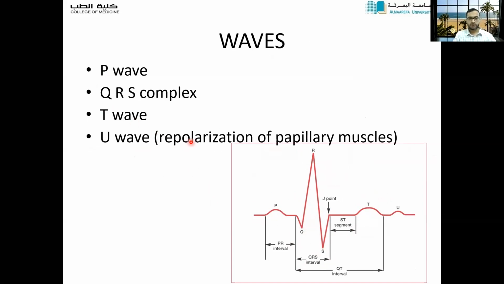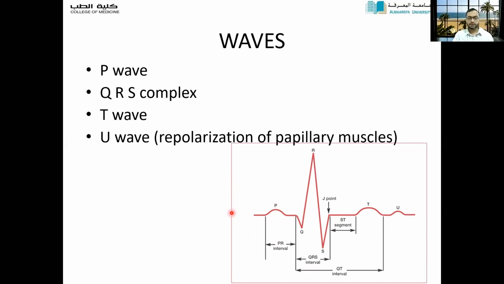Now coming to the segments. One segment you can see here is from the end of the P wave to the beginning of the Q. This is known as the PR segment, and you can see this is a straight line. Another segment which is important for us is from the end of the QRS complex to the beginning of the T wave. This is known as the ST segment. The significance of all this I will tell you in a short while.